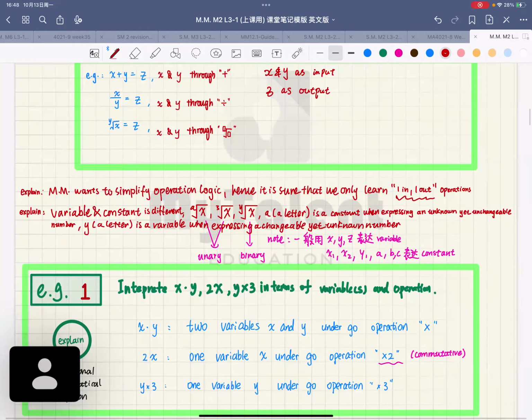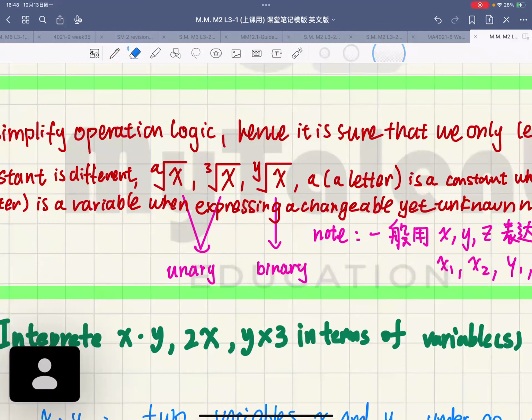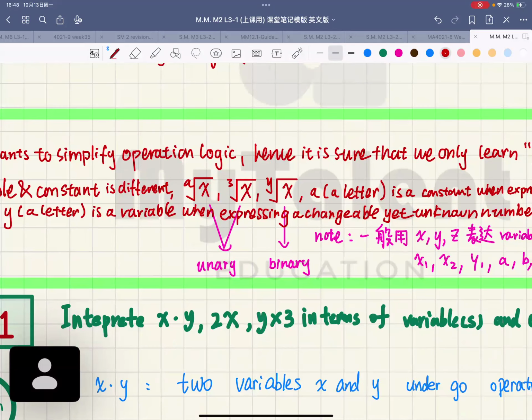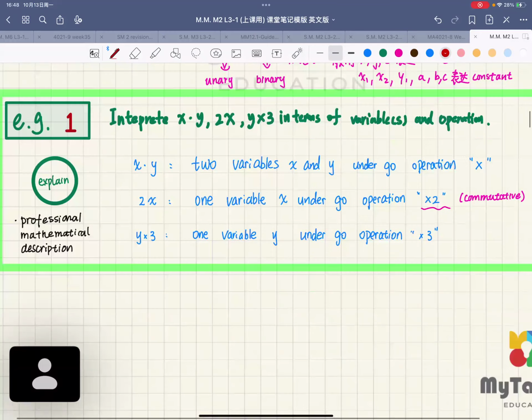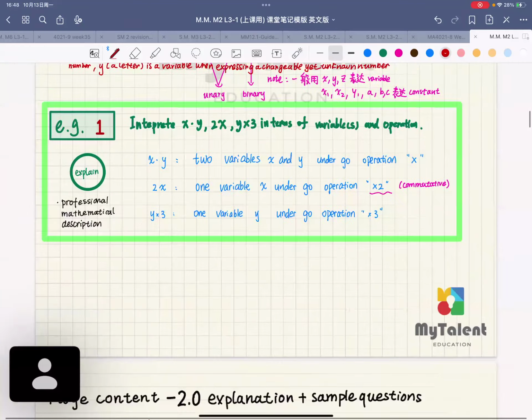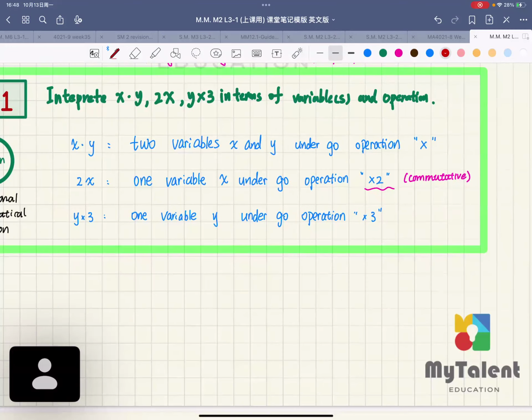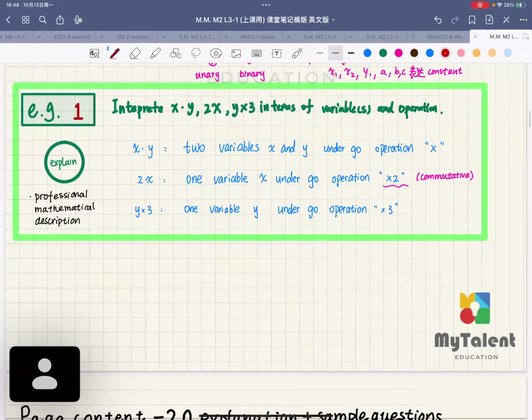Okay. Basically, let's have a look. Square root of x, and 3 square root of x is unary. Y square root of x is binary, right? That's the difference. And the first example, basically, we interpret. Okay, let's read the question. Example 1. Interpret x times y, 2x, and y times 3 in terms of variables and operation.